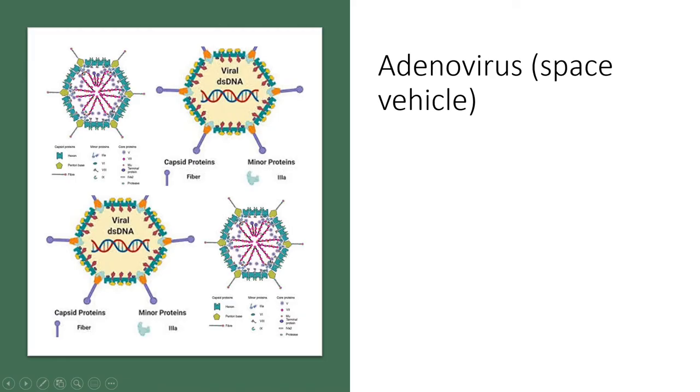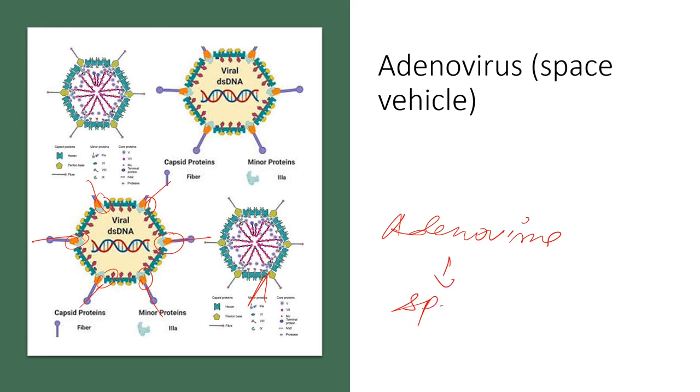Okay? Then adenovirus, see, this is looking like a space vehicle. Look, it's like this, like this. Chandrayaan 2, Chandrayaan 3, Chandrayaan 4, whatever it is, we don't need to go to ISRO or NASA to know about that. We just have to remember that adenovirus looks like a space vehicle. Okay?